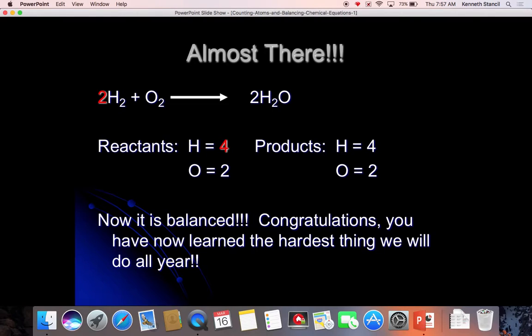Change the coefficient. Okay? You've got to go step by step, because if you change here, you may have to come back and change over here. It's just about going through the steps. Now it's balanced. Congratulations. You have learned the hardest thing we will do all year.